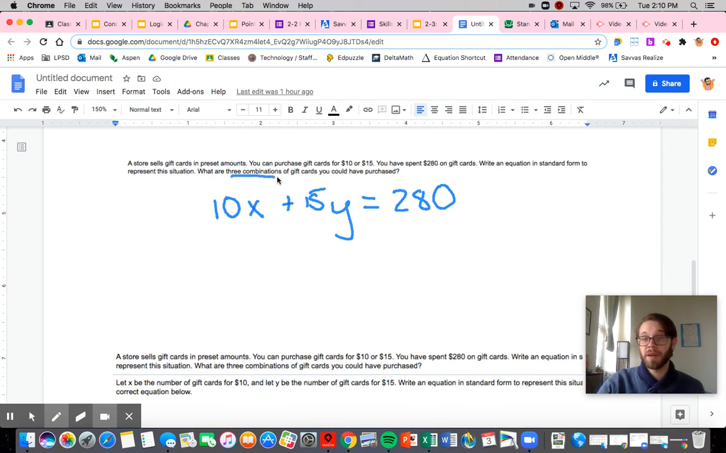If you have to find 3 combinations of gift cards, you know what's a really obvious 2? You can find the y-intercept and the x-intercept, and those are going to be 2. So for example, if I plugged in 0 for x, I would have 10 times 0 plus 15y is equal to 280, not 28. I'm sorry.